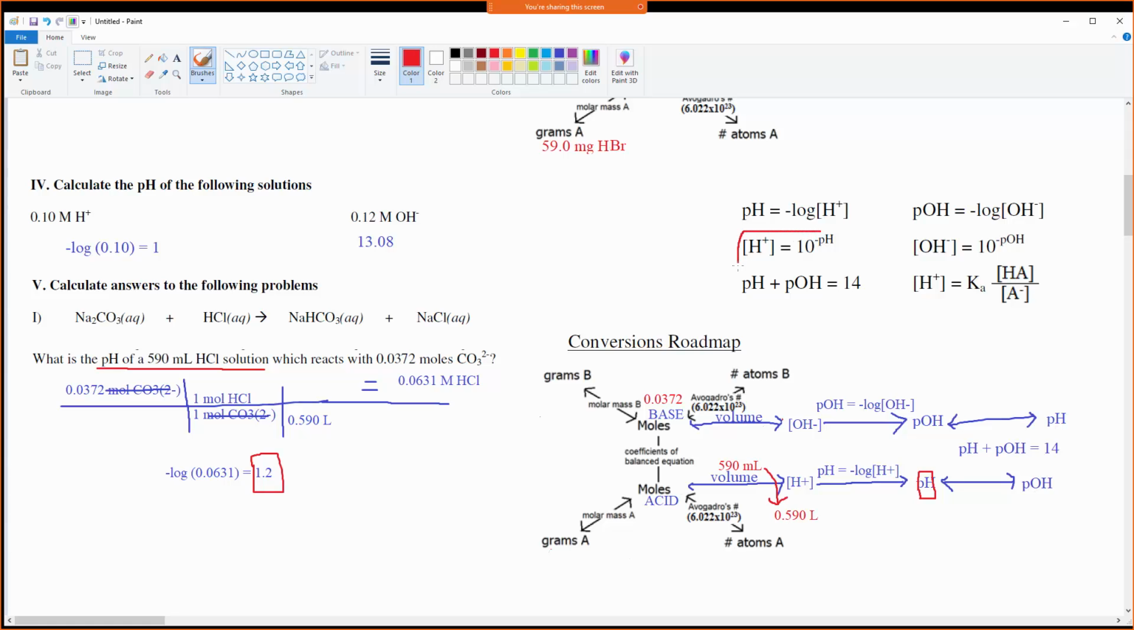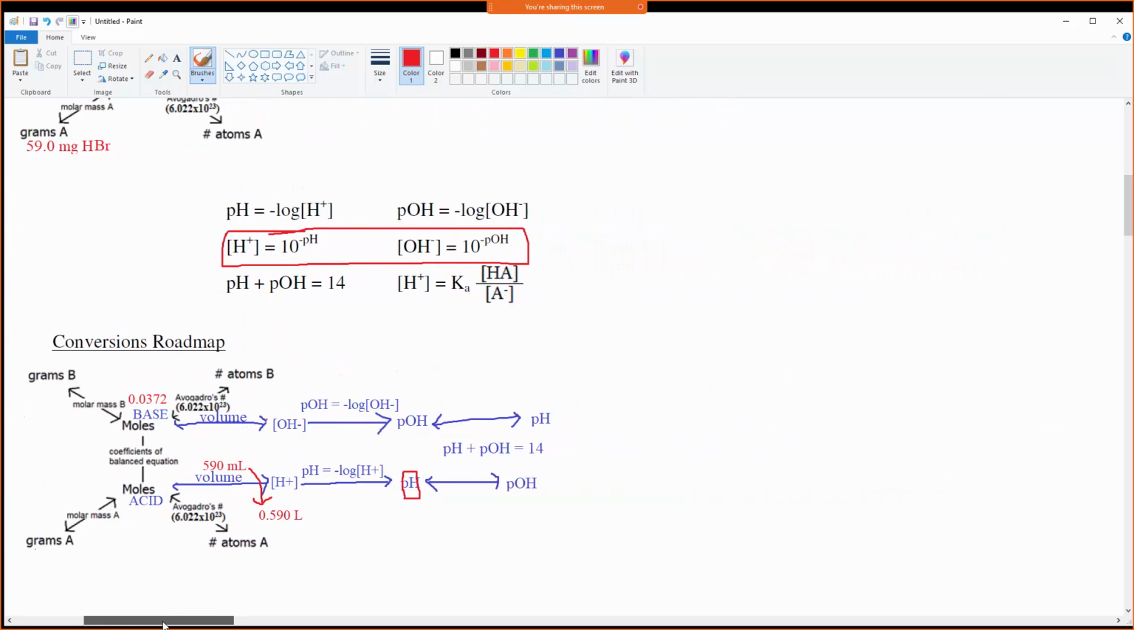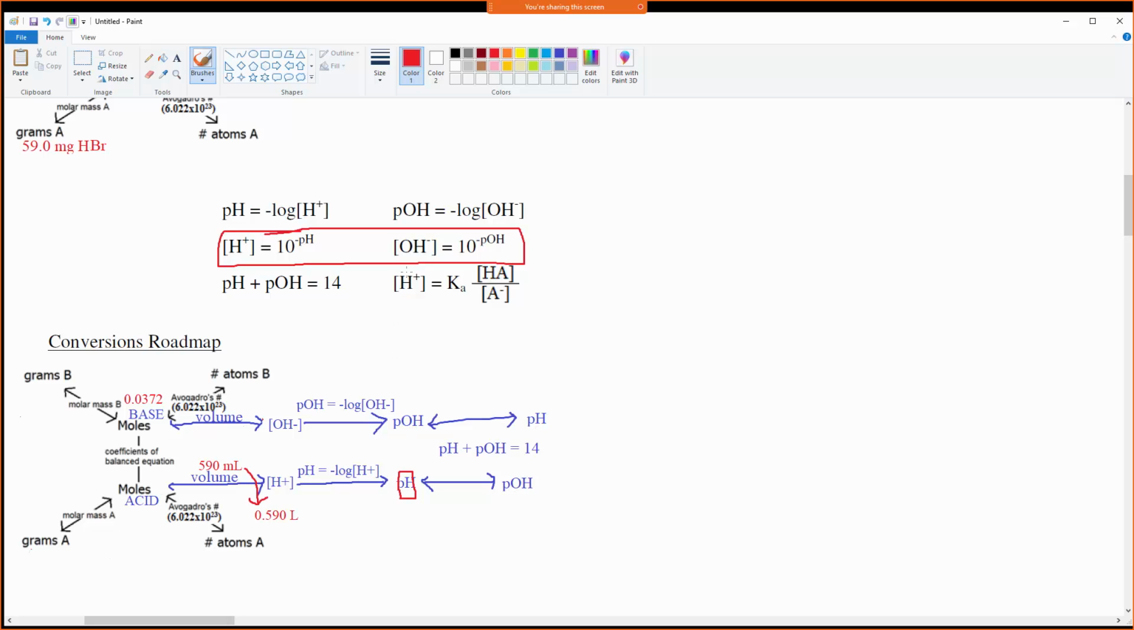Using these equations, if I give you the pH, how do you find the hydrogen concentration or the hydroxide concentration? It's a different equation. I mean, it's the same equation, but it looks very much like a different equation. And the reason that it looks different is because of the properties of logs, right?